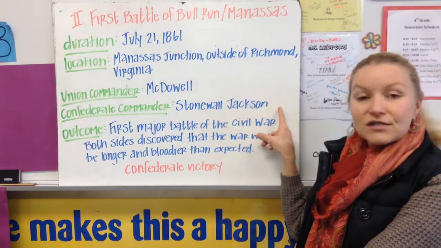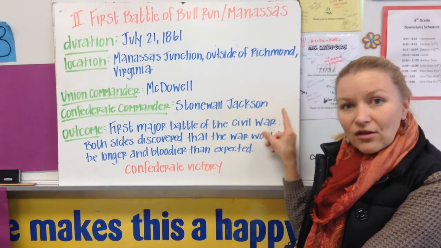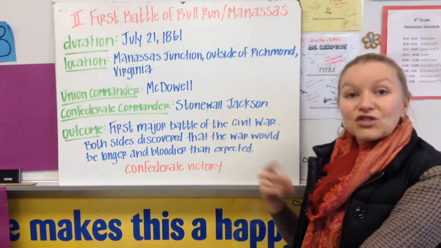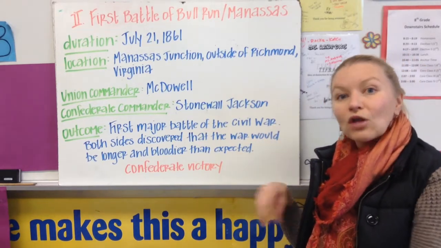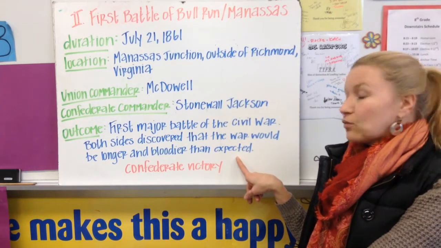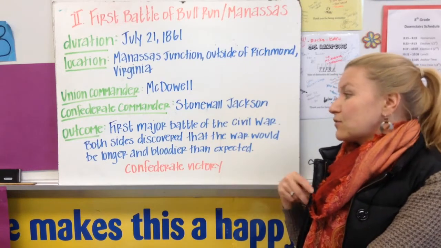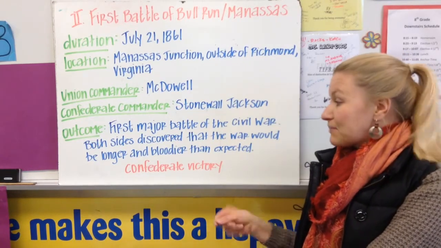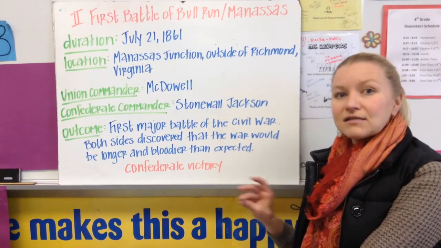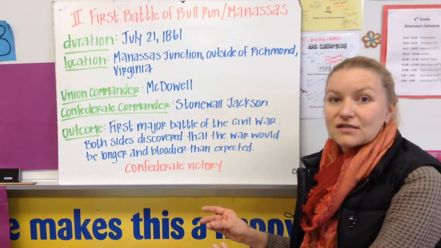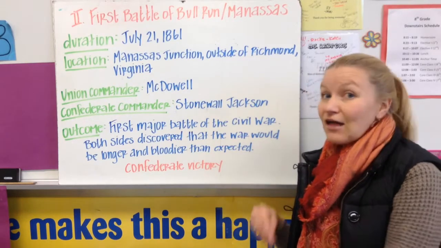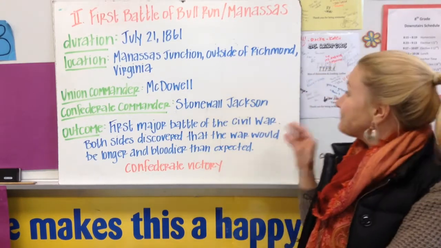The Confederate commander is Stonewall Jackson, and this is actually the battle in which Stonewall Jackson gets that nickname that we talked about last night. His troops said that he stood like a stone wall while he was being attacked. Outcome, this was the first major battle of the Civil War. Both sides discovered that the war would be longer and bloodier than expected. This is a Confederate victory. So this is the battle that everybody's going to look at and say, holy cow, this is going to be a long, drawn-out affair. These Southerners can actually fight, okay, and the Northerners are not going to give up that easily.